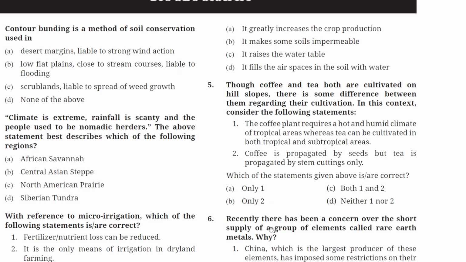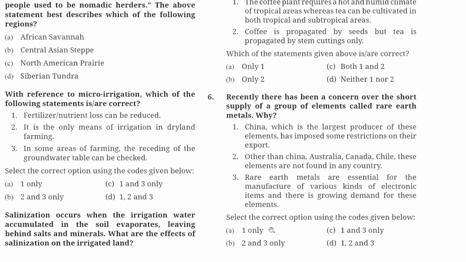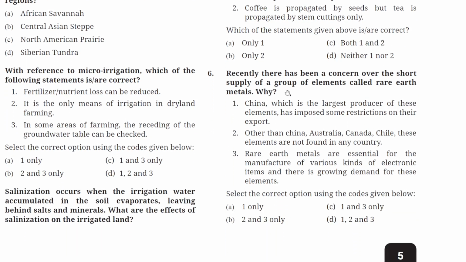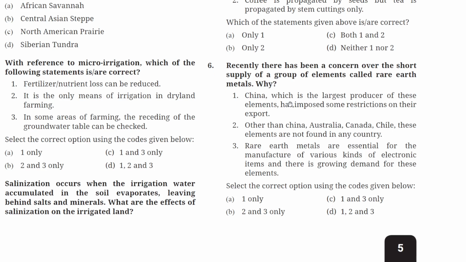Now moving forward, question number 6. Recently, there has been a concern over the short supply of a group of elements called rare earth metals. Why? Rare earth metals are always in use. It's an important question. Let's see the options one by one. China, which is the largest producer of these elements, has imposed some restrictions on their export. Yes, China is the largest producer of rare earth elements, and every now and then China does this. So option one is highly likely to be correct.